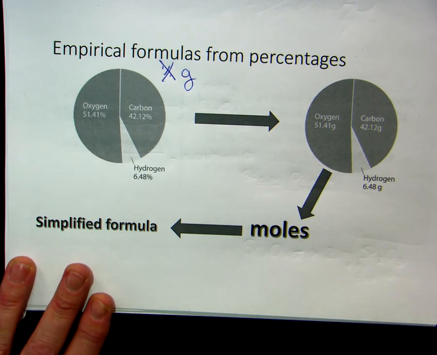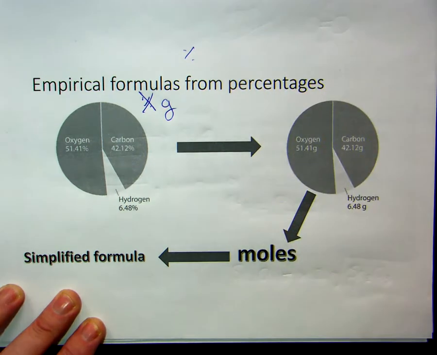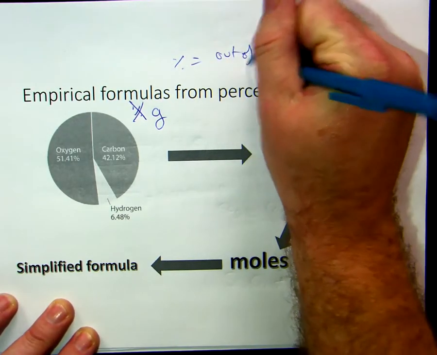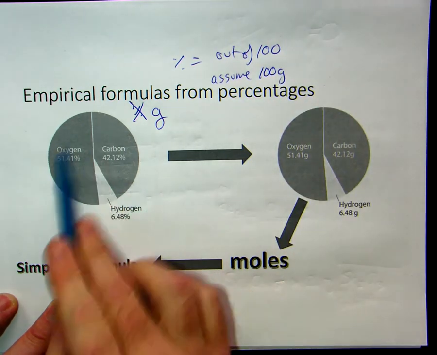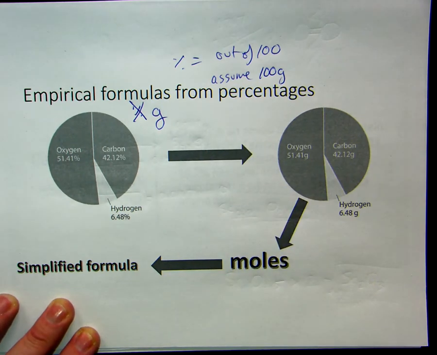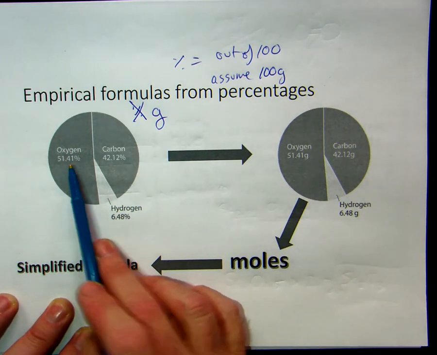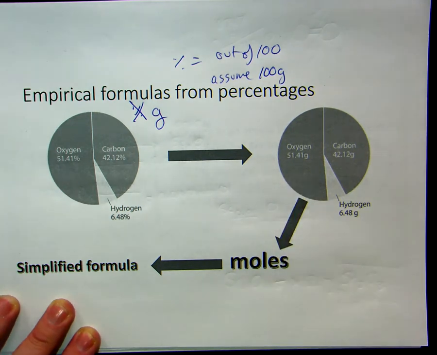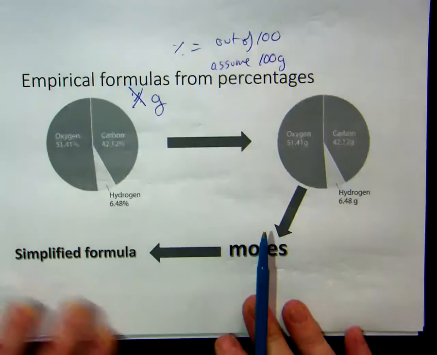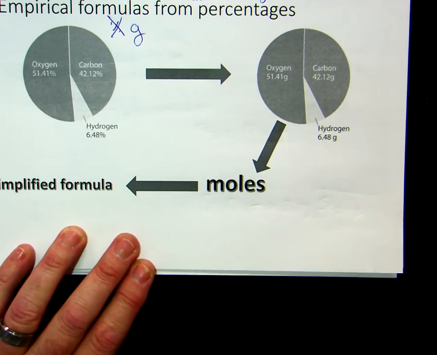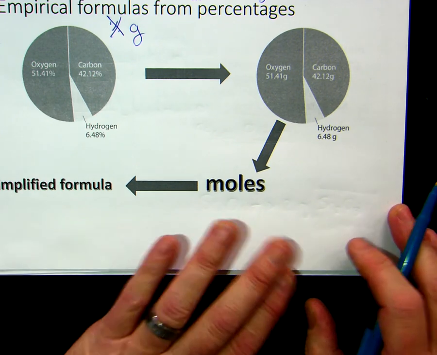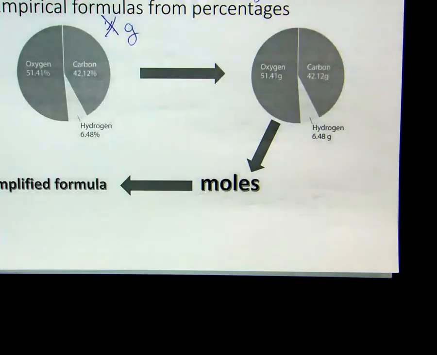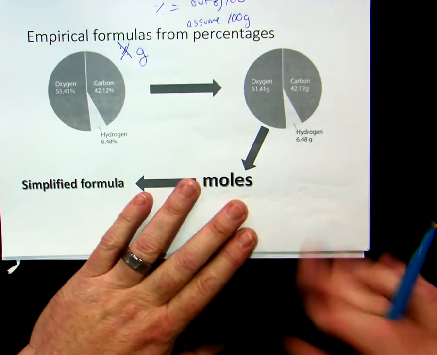Now the reason why that's legal is because percentage means out of 100. So we assume that whatever sample we have, whatever this compound was, we just assume we had 100 grams of it. So if we had 51.41% of 100 grams, well, it'd be 51.41 grams. So that's why it's legal. Okay, so we've taken our percentages, we've changed them to grams. Now we take those grams and we convert to moles. So that's what we're working on this week a lot, is looking up the molar masses and converting to moles. So it's good work for this chapter.